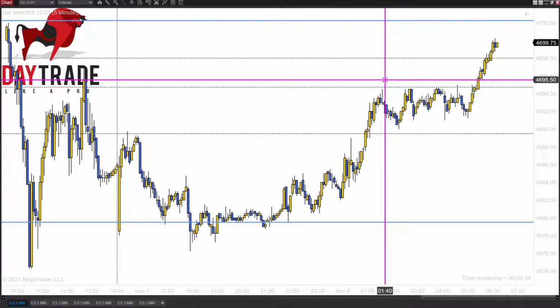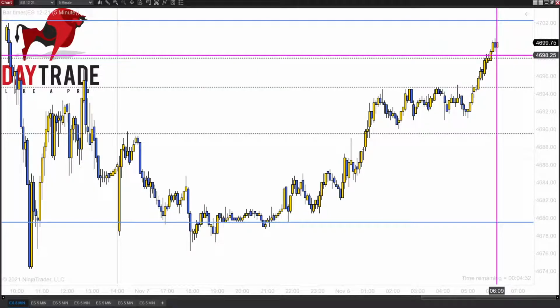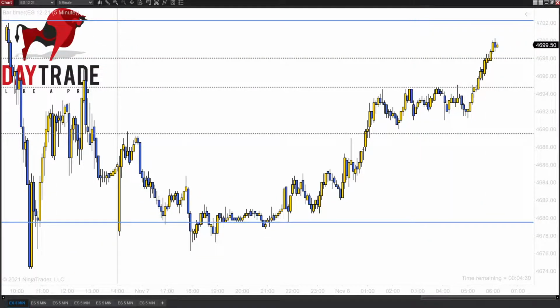And we're going to hop right over here. We'll get right into it. So here we're just looking at a really simple 5-minute chart of the S&P 500.